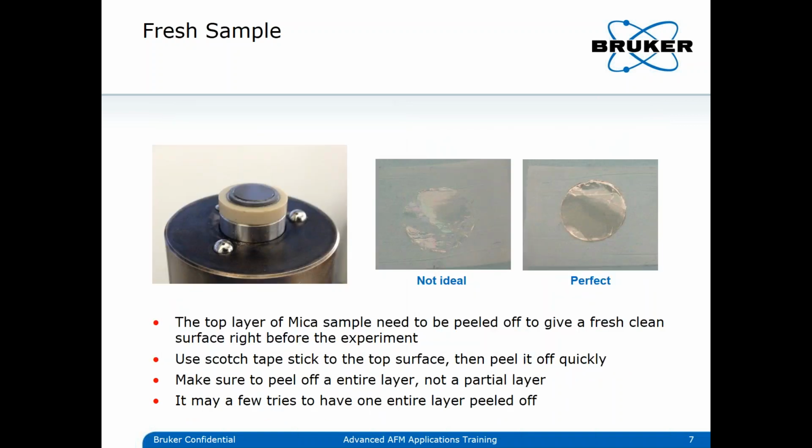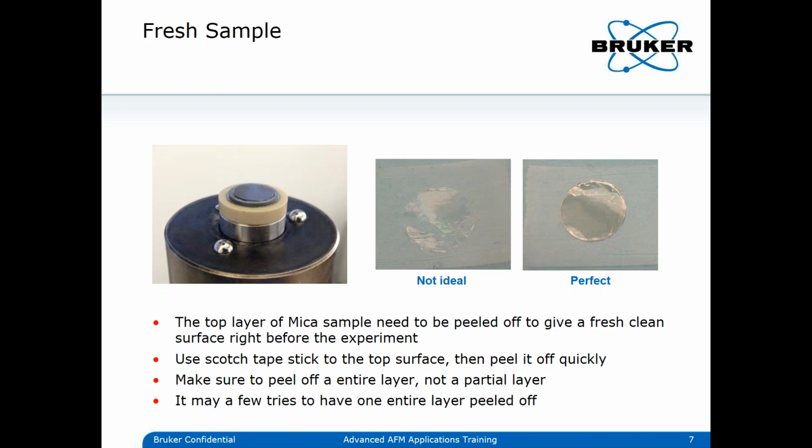You have to use a fresh sample for the mica. Since this is a layered crystal, it's pretty easy. You can peel off the top layer, and you should do that right before the experiment so that it stays fresh and clean. Again, this is also crucial. You can use Scotch tape to stick on the top surface and then peel it off quickly.